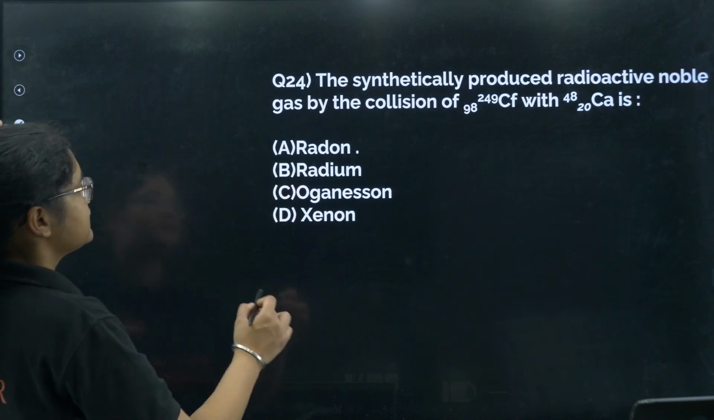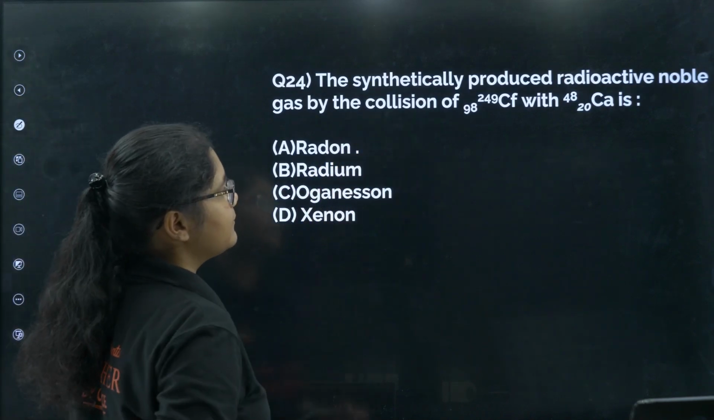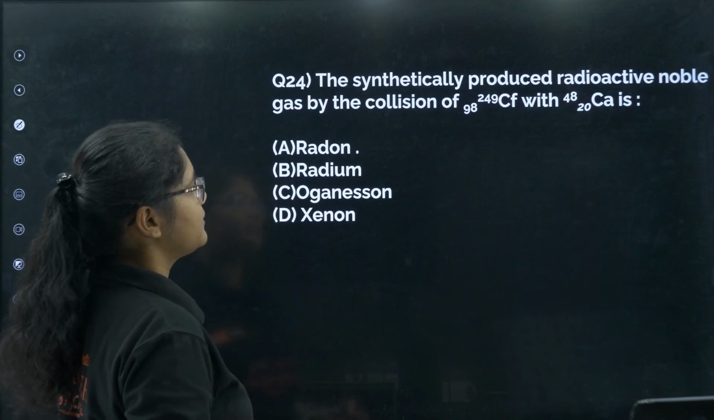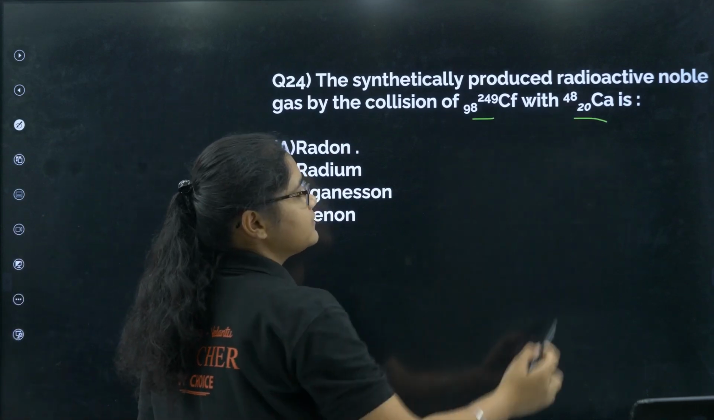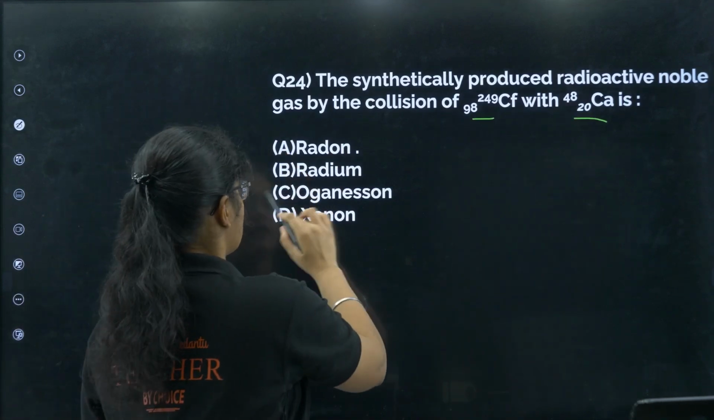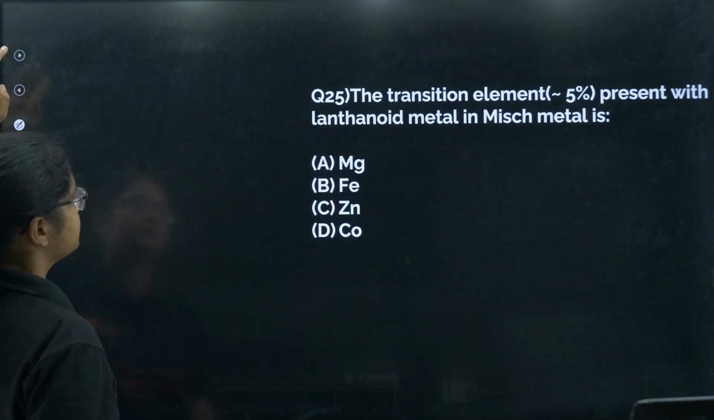Next we have, this is the synthetically produced radioactive noble gas by the collision of this one with calcium. This is also from periodic elements. The answer for this one will be oganesson.